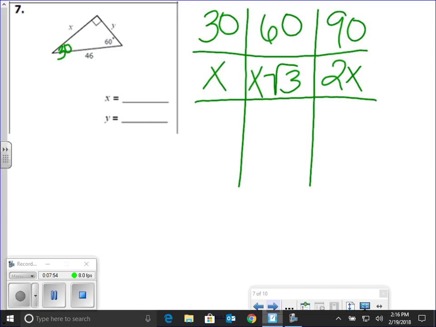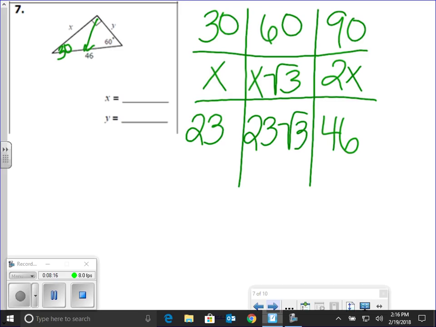All right, so in this picture, what did they give us? Again, they gave us across from the right angle, they gave us the hypotenuse. So our hypotenuse is 46. So we've got to divide that by 2 to get our short leg. So that short leg is 23. And then this is 23 square roots of 3. Okay, so x in this picture would be the long leg, so that's 23 square roots of 3, and y is the short leg, which is 23.